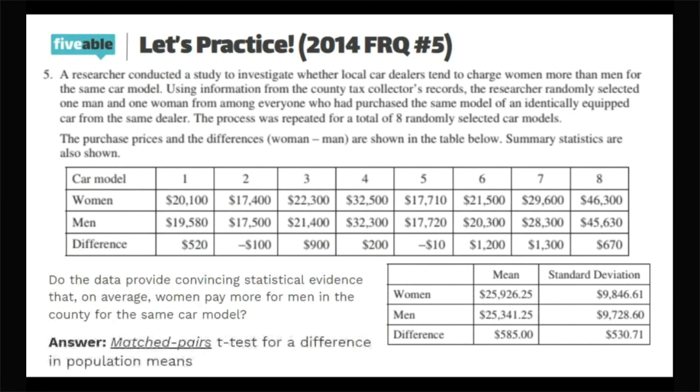And if they want it to be something else, they will explicitly tell you. So this 2014 problem didn't explicitly state it. What are the conditions for a matched pairs test? All right, this is a good question. So I'm going to spend a second here.